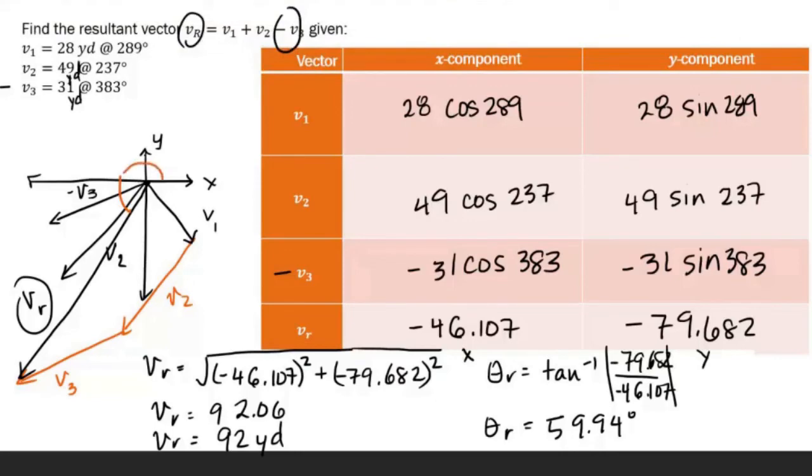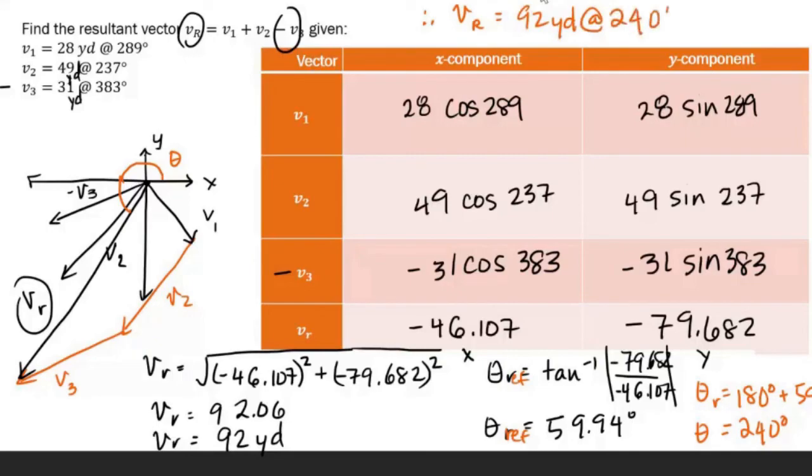So to find the angle in standard position, we have to take 180 degrees and add 59.94. So to find the angle, it turns out this is not the resultant, this is just the reference angle, so we should amend this here. To find the angle of the resultant, we'll take 180 degrees, add 59.94 degrees, and round it to the nearest whole number. This gives us 240 degrees. So let's summarize that one last time. We have the resultant vector with a magnitude of 92 yards directed at 240 degrees.